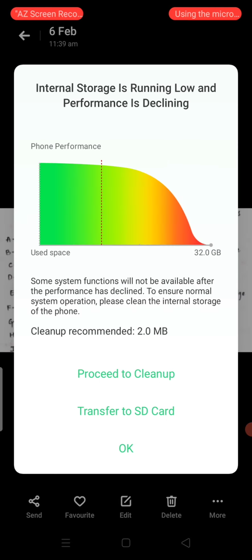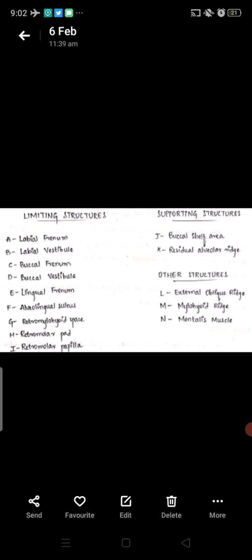And now come to the relief areas. In that area we should trim the denture in order that the denture does not press this area. In the relief area there is the external oblique ridge, next is the mylohyoid ridge, and third is the mentalis muscle.